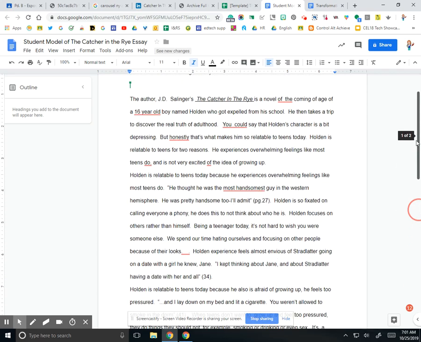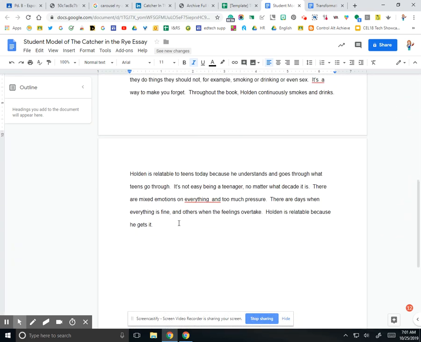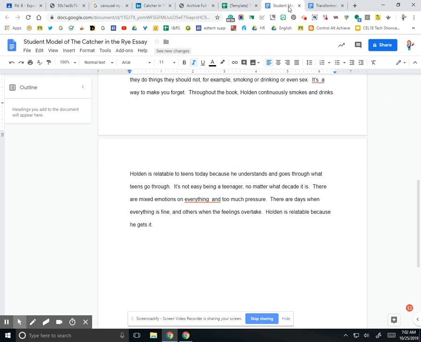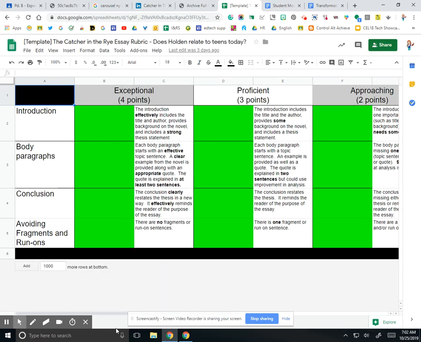I forgot to include my conclusion. So I'm going to go back and add a conclusion and make sure that in my conclusion, I clearly restate the thesis in a new way and remind the reader of the purpose of this essay, which is to share how Holden is relatable to teens today. I think I did a pretty good job with fragments, but I think as I went through it, there was one or two places where I could probably combine the sentences to make my sentences more sophisticated.